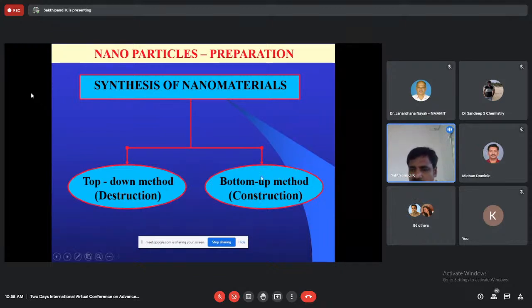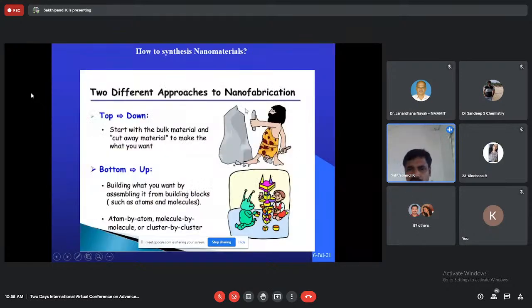Actually, the bottom-up method means the atoms and molecules are in smaller size, in the order of 10 power minus 10 or minus 12 and 14. So that atom will be put into nano size, 10 power minus 9. Here it is around the millimeter and centimeter, 10 power minus 3, that will be converted into nano. So this is a schematic representation for the top-down and bottom-up methods.